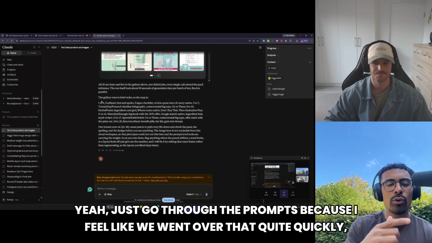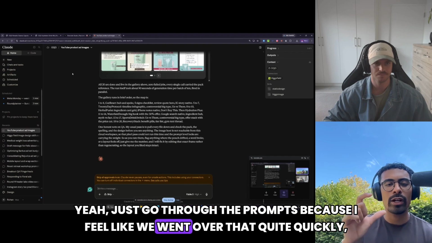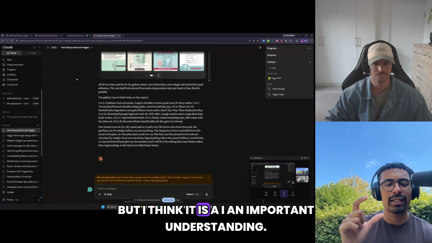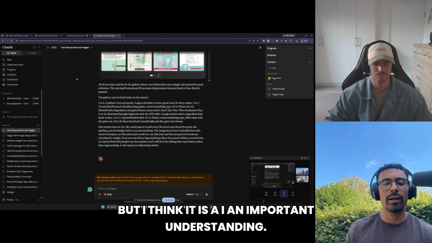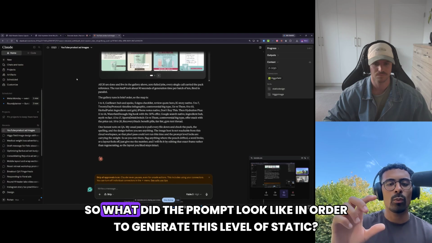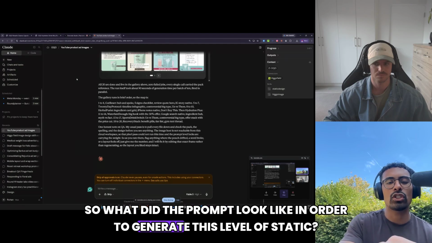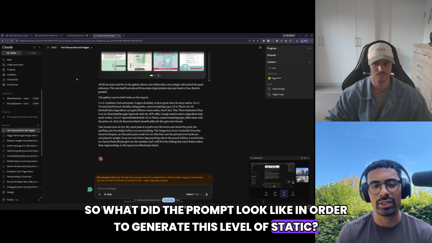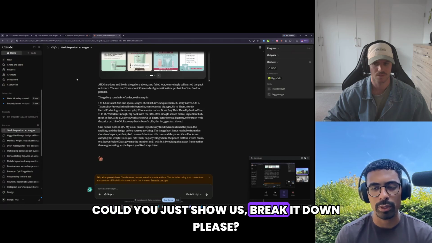Just go through the prompts, because I feel like we went over that quite quickly, but I think it is an important understanding. So what did the prompt look like in order to generate this level of static? Could you just show us, break it down, please?